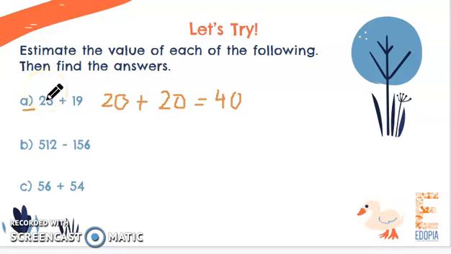Now let's see what is the value of the actual numbers. 23 add 19. We get 42 when we add 23 and 19. Rounding off this 42 to the nearest tens, we get 40. This means my answer was reasonable.